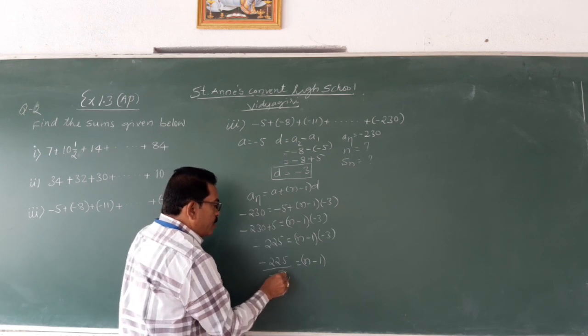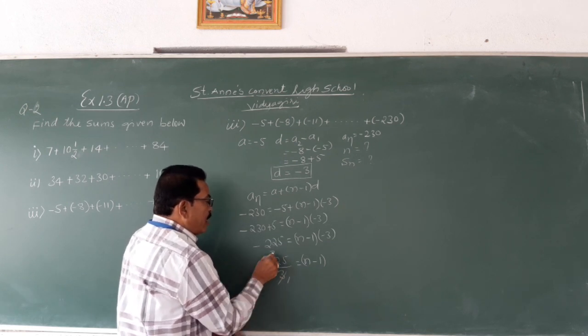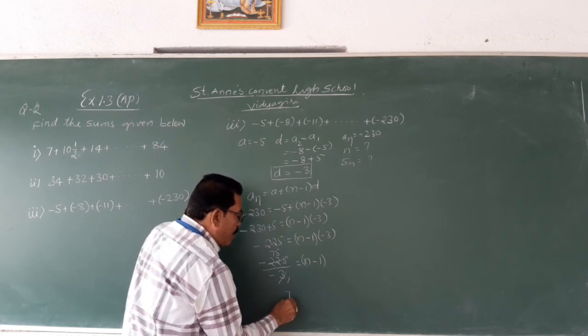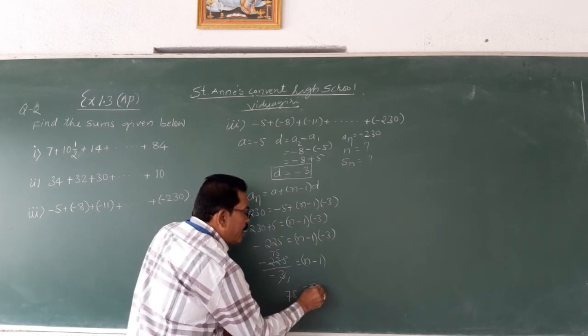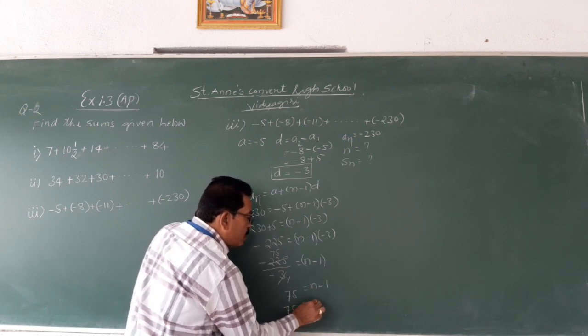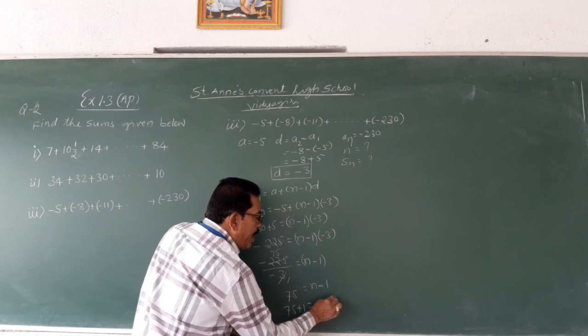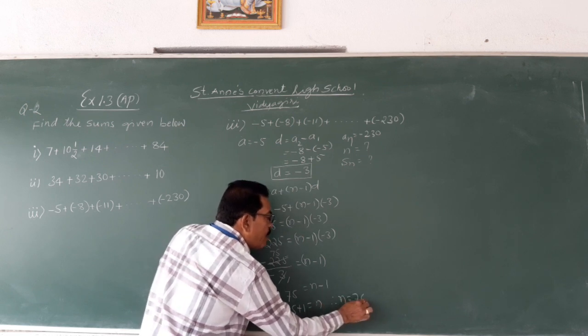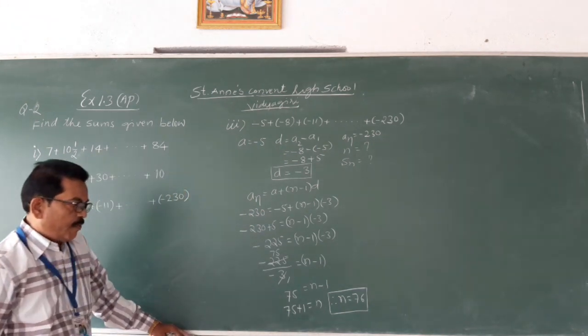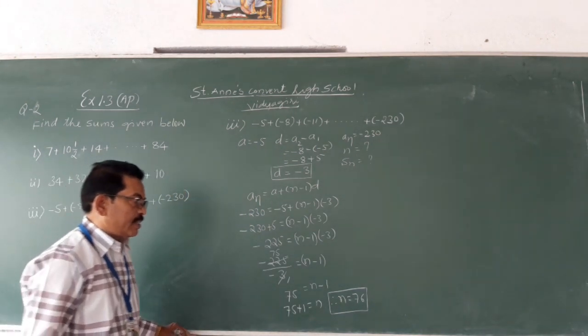Then 3 ones are 3, 3 sevens are 21, 3 fives are 15. Minus into minus is plus, so 75 equals n minus 1. 75 plus 1 equals n. Therefore, n equals 76.